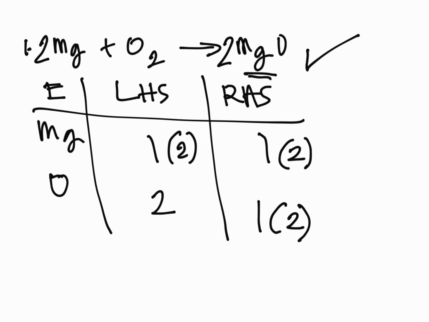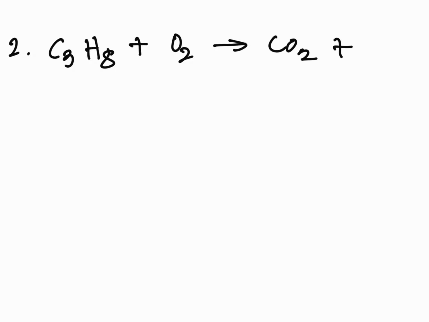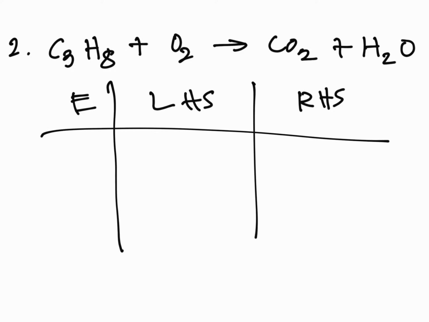For the second problem, we have here a combustion reaction, C3H8 plus oxygen. Of course, the products of combustion are carbon dioxide and water. So you write down first the elements on the left hand side, the number, and also the right hand side. You divide it. In this case, carbon, hydrogen, and oxygen. Same also with the right hand side.